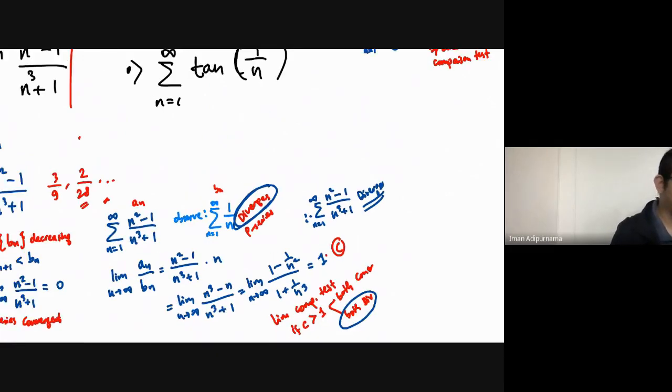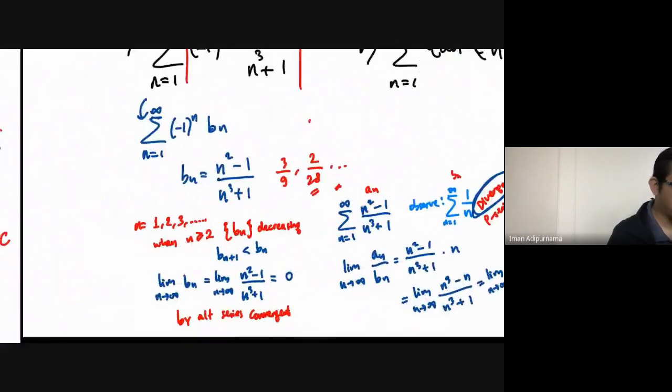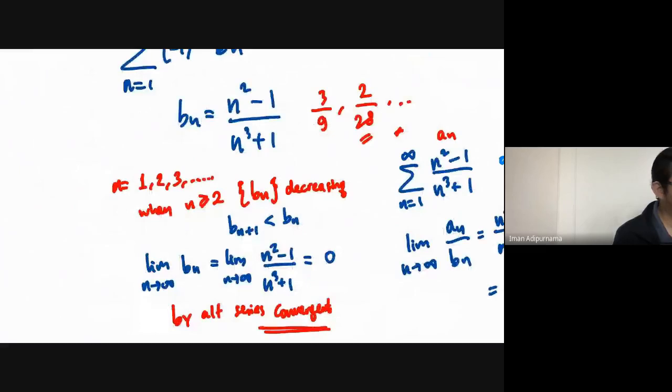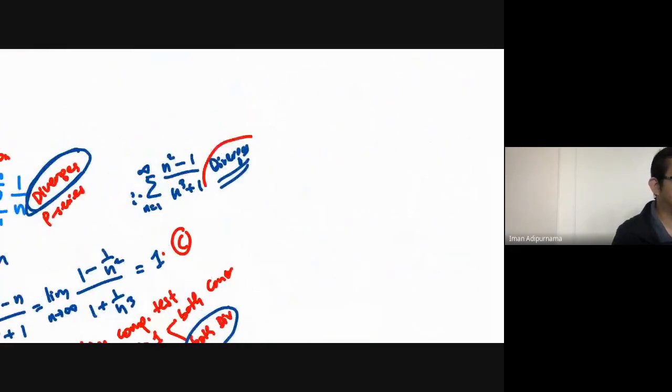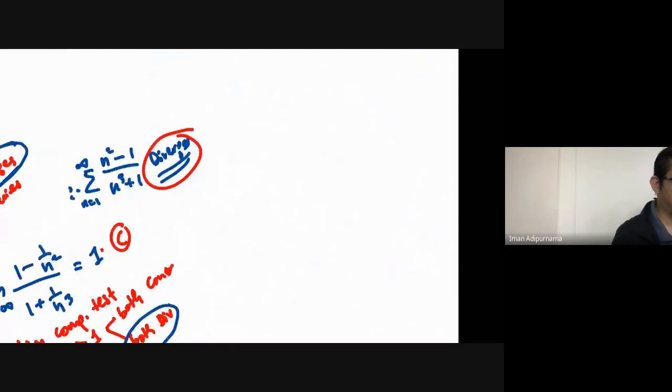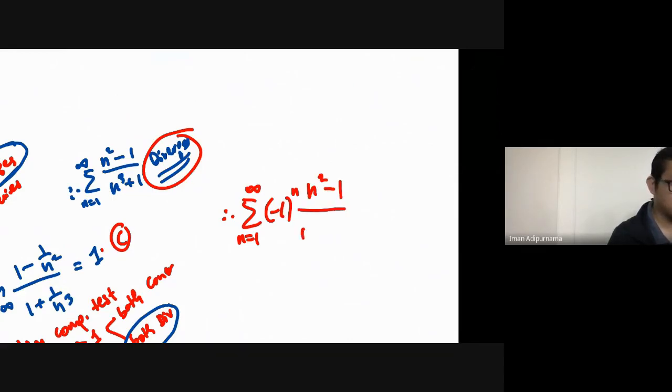Okay, so we have, by the alternating series test, it's convergent. But its absolute value is divergent. So in total, this series is conditionally convergent.